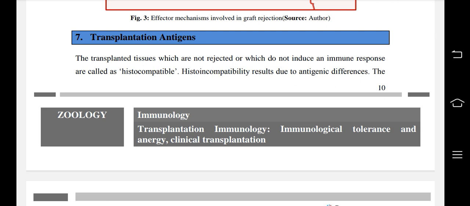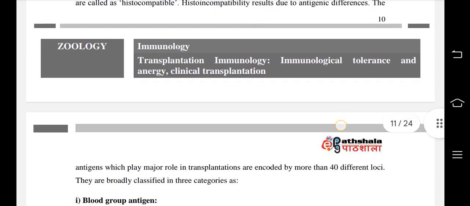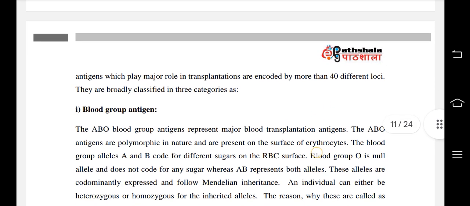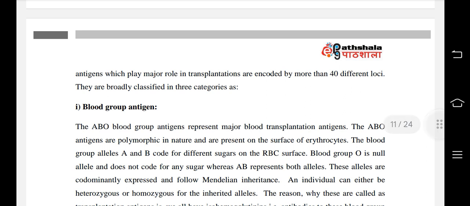Transplantation antigens. The transplant tissues which are not rejected or which do not induce an immune response are called histocompatible. Histocompatibility results due to antigenic differences. The antigens which play a major role in transplantations are encoded by more than 40 different loci. They are broadly classified in three categories, starting with blood group antigens.